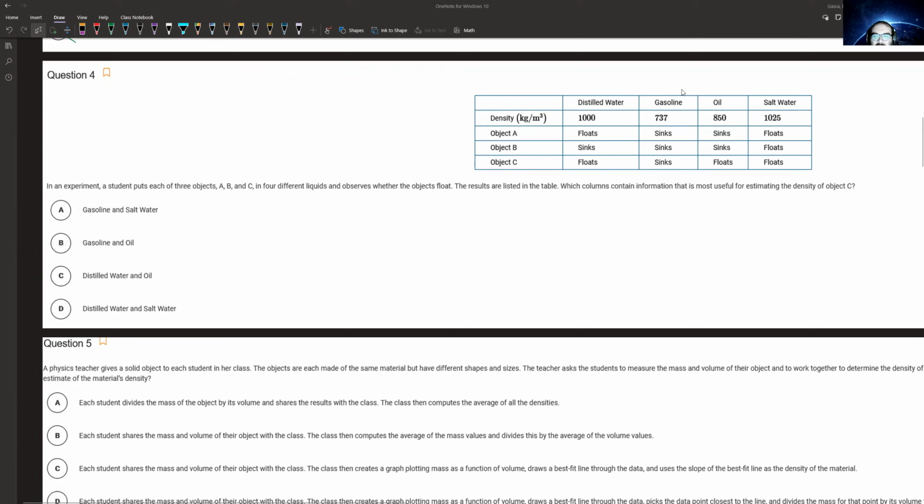All righty. So if we look at C, it's going to sink in gasoline versus floating in distilled water, and it also floats in oil. Now, if we look at the density here, it looks to me like the density of this object is probably above 737 because it sinks, but it's probably right below or right around 850. So it looks to me like because these densities are the closest to each other, this will give us the most meaningful estimate of the density of the object. And so in this case, that is going to be gasoline and oil.